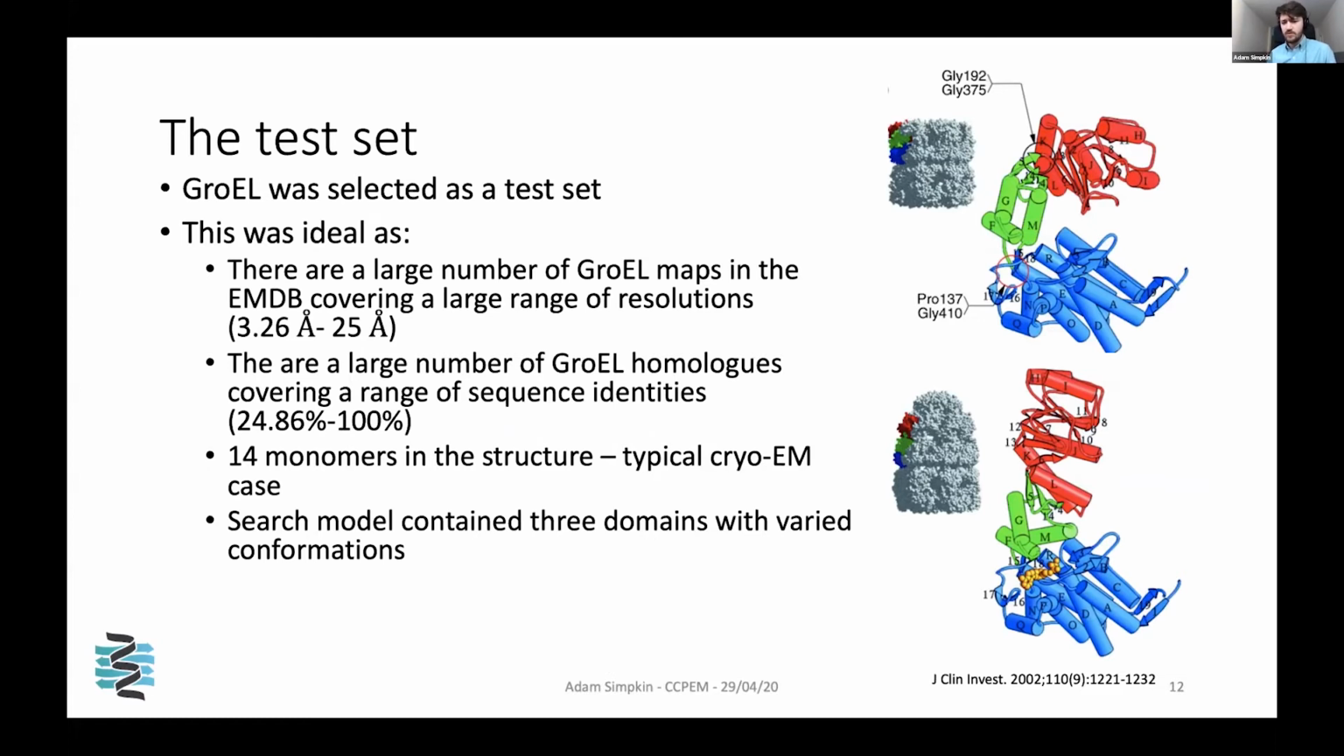It's a typical cryo-EM sort of problem, as there are 14 monomers in the structure, and the search model contained 3 domains with varied conformations. This makes it a little bit more of an interesting case, because if you take just sequence and try to look for a homolog, you might find something that's in the wrong conformation whilst also 100% sequence identical.